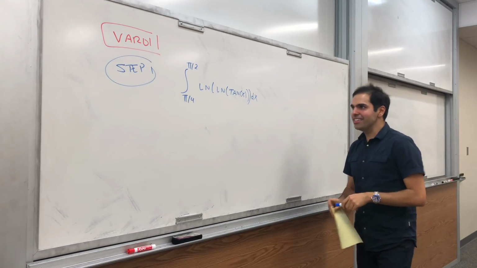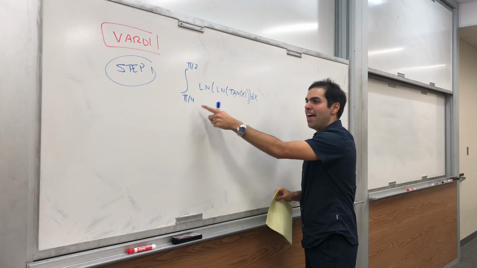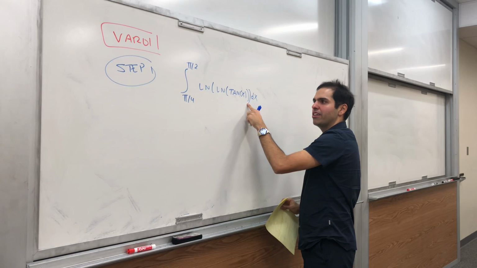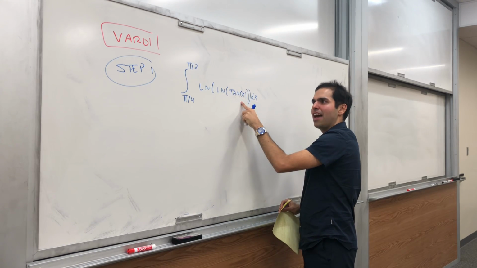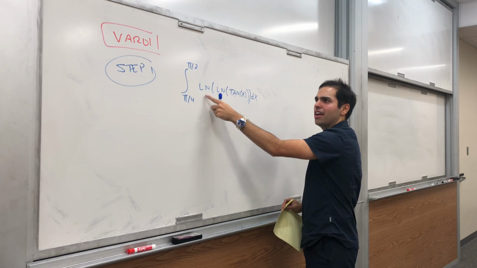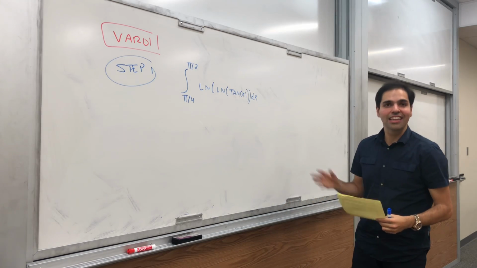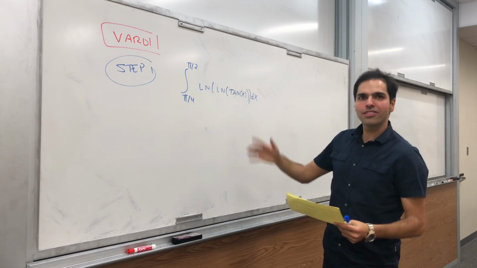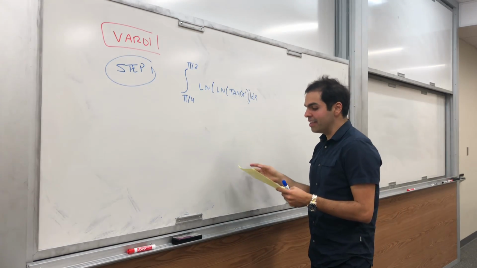First of all, why is this defined? Well, if x is greater than pi over 4, then tangent is greater than 1. So ln of tangent is greater than 0. And that's what we need for the outside ln to be defined. So, first of all, we would like to simplify this integral a little bit.